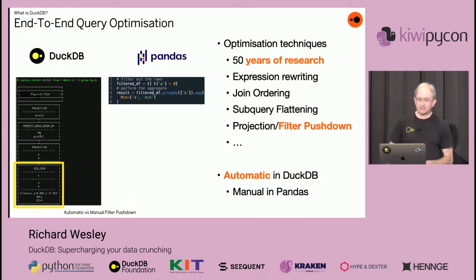Another thing we do is end-to-end query optimization. So we rewrite expressions, we reorder joins, we flatten subqueries so that you don't have to run the query every time, and we do something called filter pushdown. So that's the example here. If you write out a filter and an aggregate, DuckDB will actually push things down close to the data so you don't have to read everything. And this sort of stuff is automatic with our query optimizer, and generally most of those techniques, you can do them in pandas, but you have to think about it. But by using SQL, you just describe what it is you want to have happen, and we handle the rest.